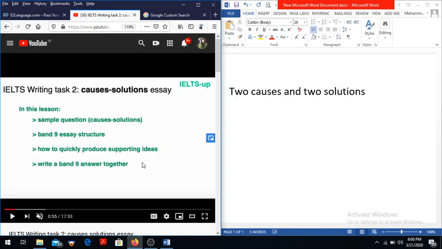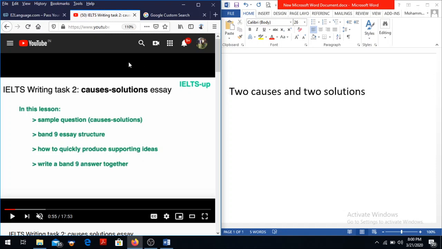So viewers, today we'll be doing IELTS Writing Task 2, and this is a causes and solution type question, and today we'll be knowing how to write and how to deal with this type of question in the IELTS exam. So we'll do the complete essay task, and we'll start from the introduction, the brainstorming, then writing notes, then preparing our essay, then writing the complete essay, and we'll do the whole process.